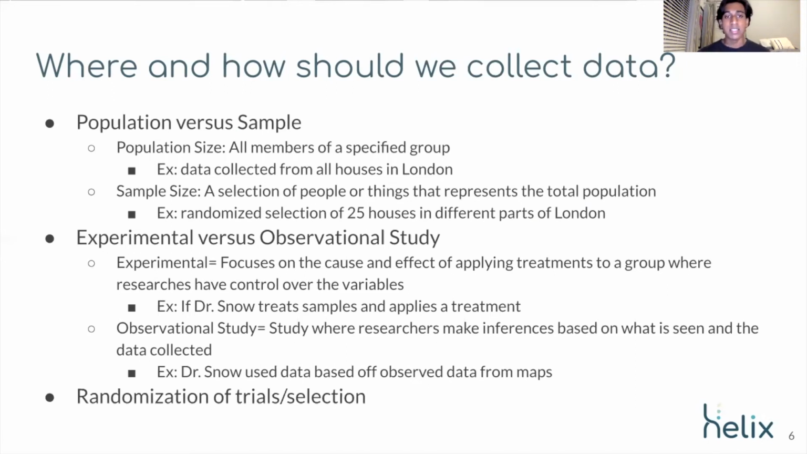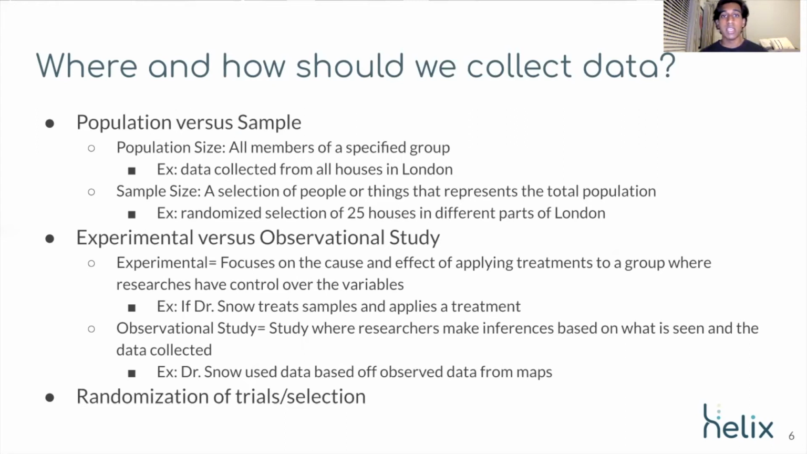And a sample size in that sense was a randomized selection of maybe 25 houses or even more in different parts of London. So a very select few of those people or things that represented the total population, which in this case was London.